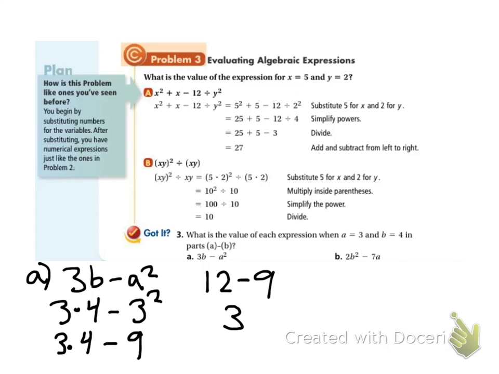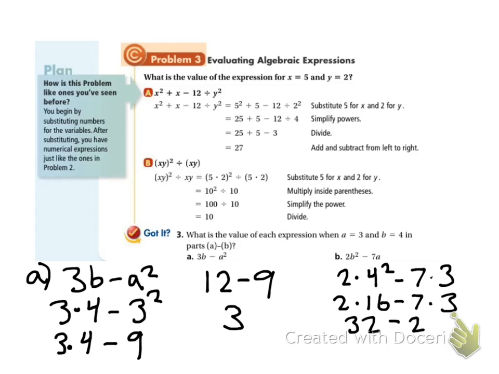Now if we look at part B, I'm still plugging in 4 for B and 3 for A. So I have 2 times 4 squared minus 7 times 3. I have an exponent, so I'll simplify that first. 4 squared is 16. Now I have 2 multiplications going on here. I'm going to start on the left side. So 2 times 16 gives me 32. And 7 times 3 gives me 21. And now if I do my subtraction, 32 minus 21 gives me 11.